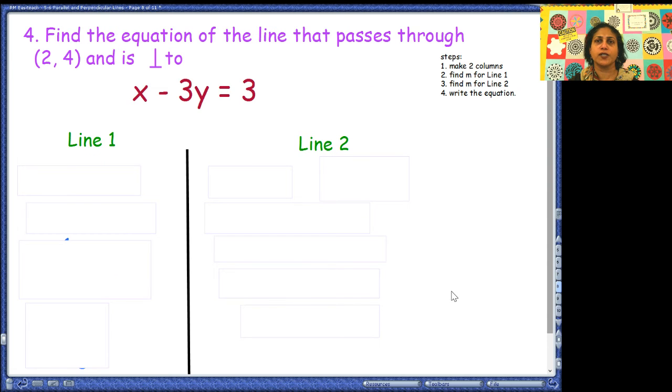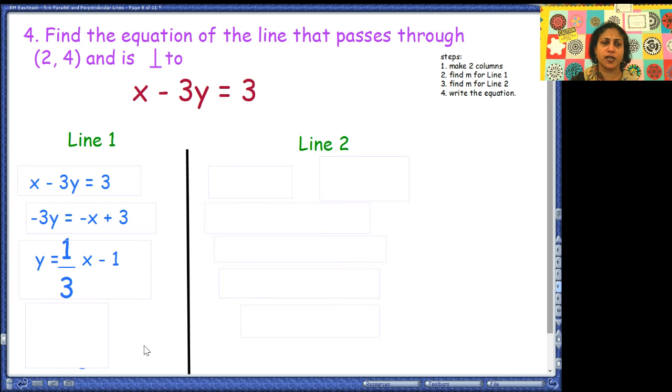So let's find the equation of the line that passes through (2, 4) and is perpendicular to this line. So notice that this is given in standard form, so you will have to manipulate it so that it becomes in slope-intercept form. That means y equal to something. So we're going to move the x, divide everything by 3. It turns out that the slope of the first line is 1/3, and since the second line is perpendicular, it's going to be the opposite reciprocal, which is -3.